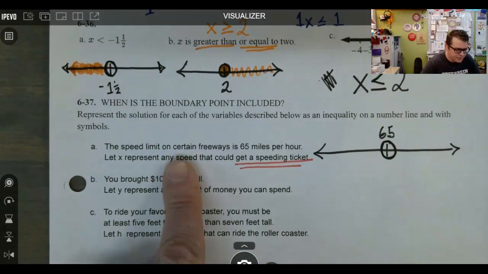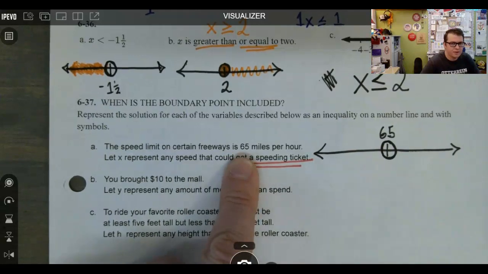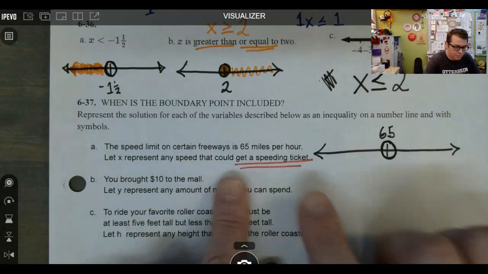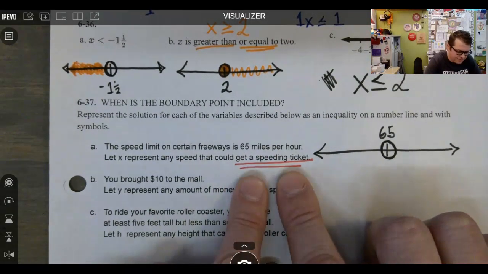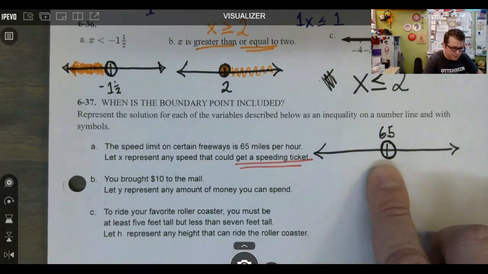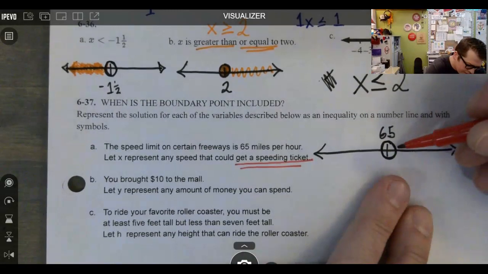So if the speed limit is 65 miles an hour, can you drive 65 miles an hour? Yes. But what we're shading is what will get you a ticket. Will driving 65 get you a ticket? No, it shouldn't.